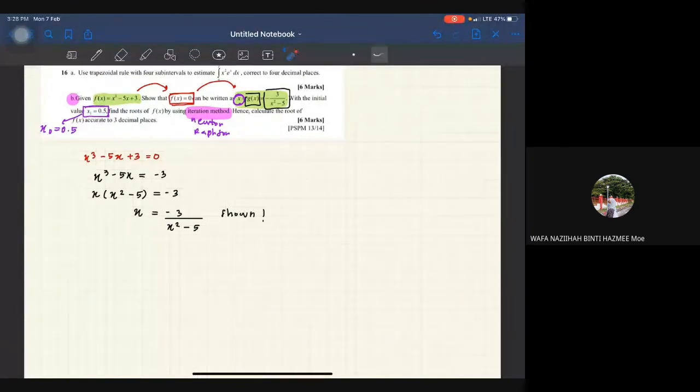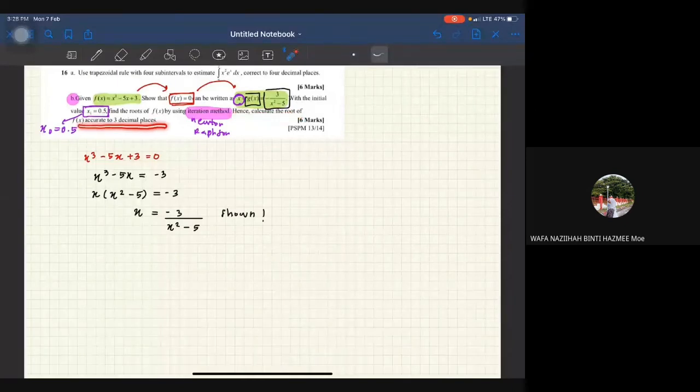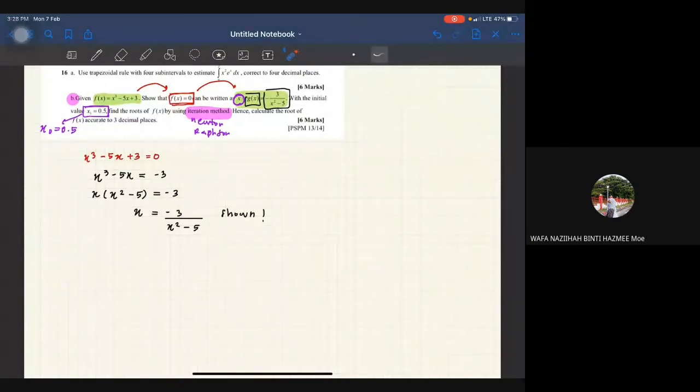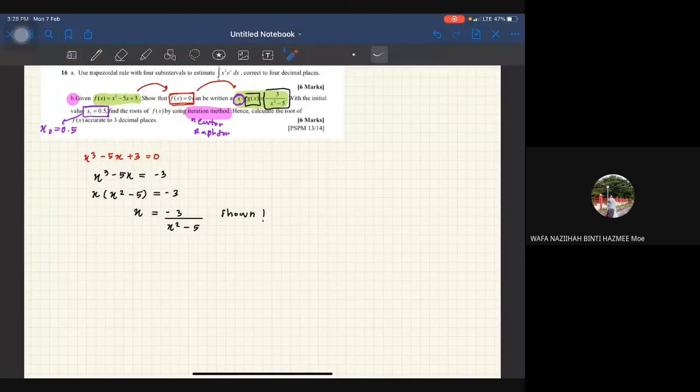Sambung lagi baca kejap. Hence, calculate the root of fx accurate to 3 decimal places. Sebenarnya yang hence ni, dia nak sambung je. So awak mesti bagi nilai root yang awak cari guna Newton-Raphson method tu into 3 decimal places. That's all. Itu sahaja. So fokus kita is 3 decimal places. Itu adalah 16B.